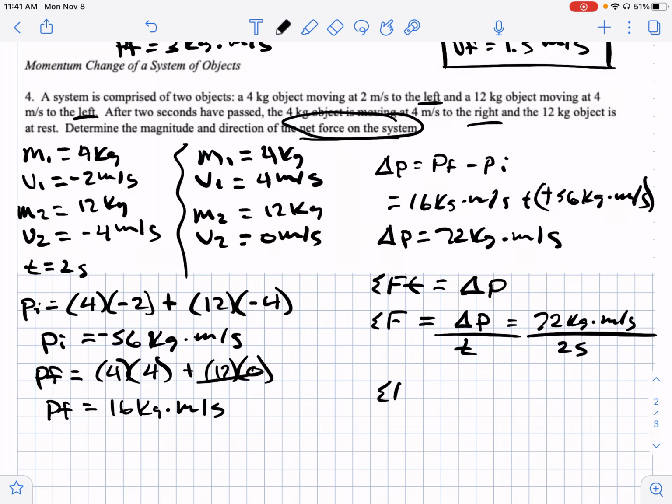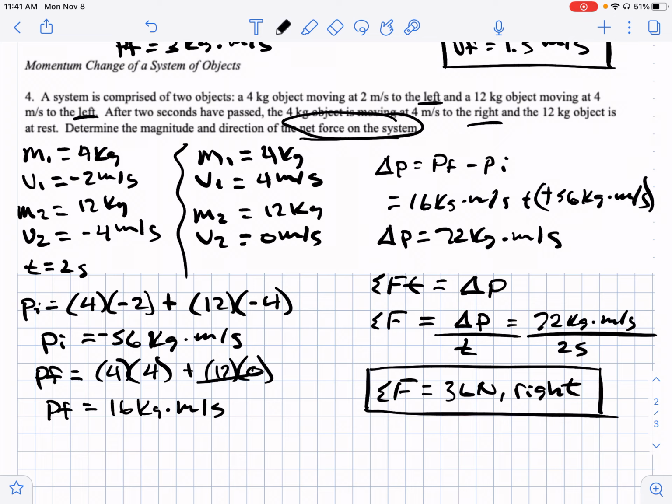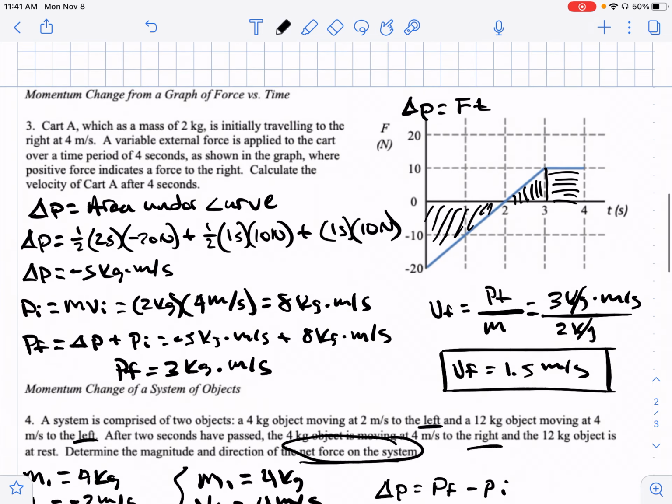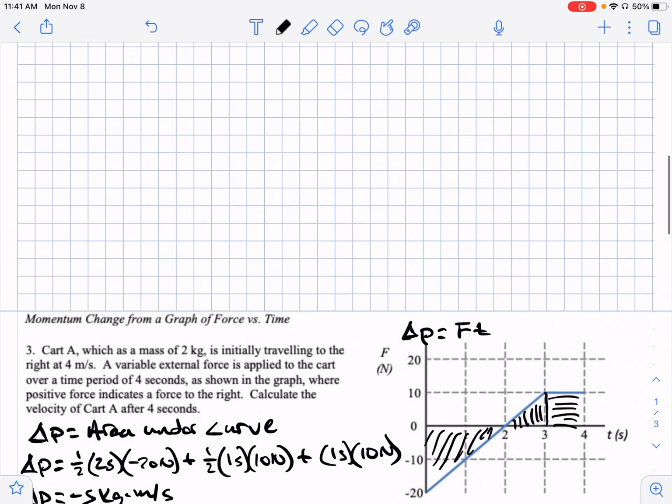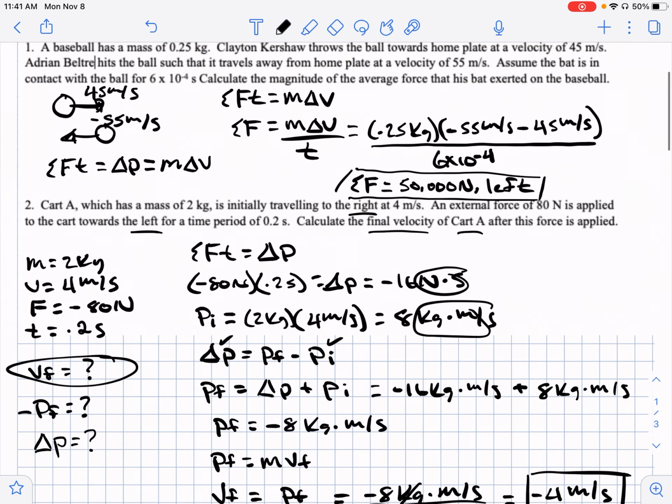So the net force on this system is going to equal 36 newtons, and then that would be to the right because it's positive. So there's some examples of working with a momentum change of a system of objects, using our graph here on a force-time graph, and then also when we have a single object.